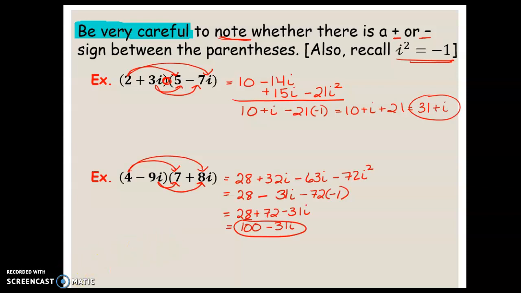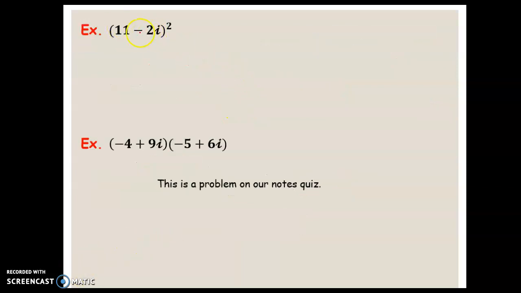Now, on the next one, I did write one here I want you to be very careful about. When you see this squared, make sure that you write it completely out and then multiply it the same way you have done before. Okay? You will want to make sure that you still do your first, your outside, your inside, and your last.